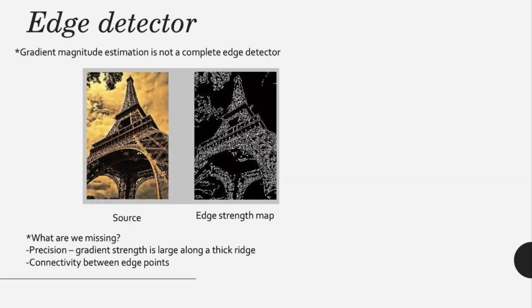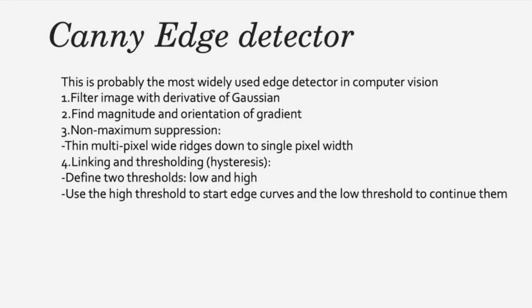Gradient magnitude estimation is not a complete edge detector. Edges are usually thin stripes of large image gradients. As you can see in this example, we receive only a set of points with large gradients, without connectivity information that links neighboring points into real edges. These problems were addressed by the well-known Canny edge detector. This is probably the most widely used edge detection algorithm, and we also use the Canny edge detector in our project.